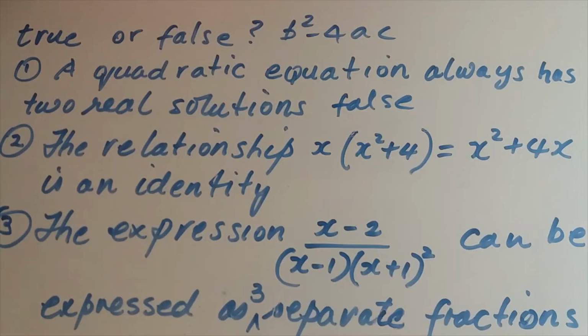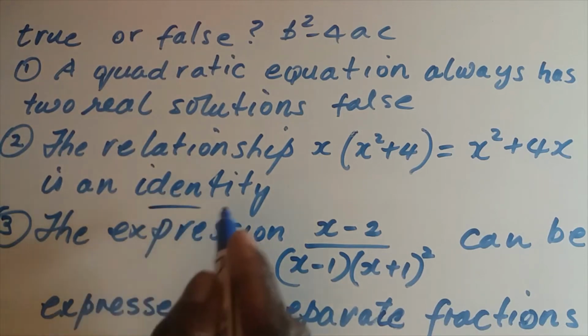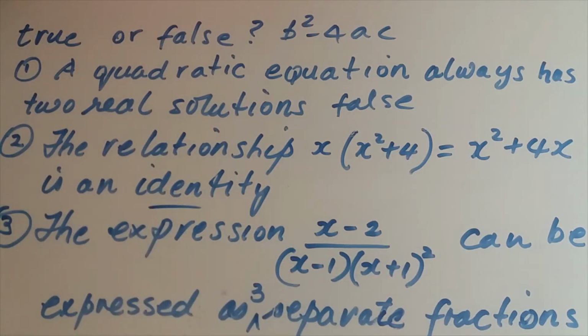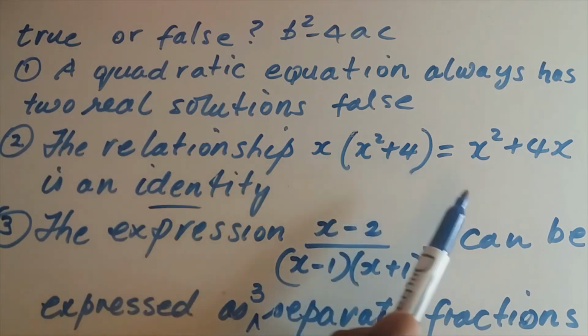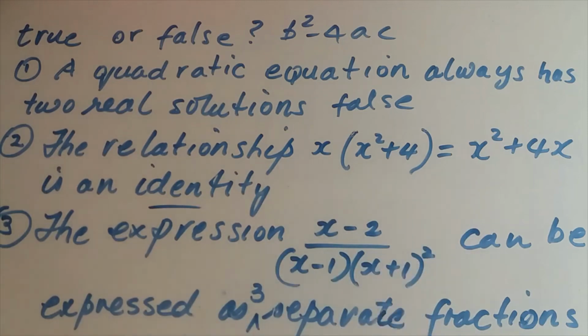Number 2, the relationship x(x squared add 4) is equal to x squared add 4x is an identity. What is an identity? Well, it's where both sides of the identity are equal for any value of the unknown quantity. Here, the unknown quantity is x. So if we substitute a value for x on both sides of this equation, it should be equal. Both sides should be equal.